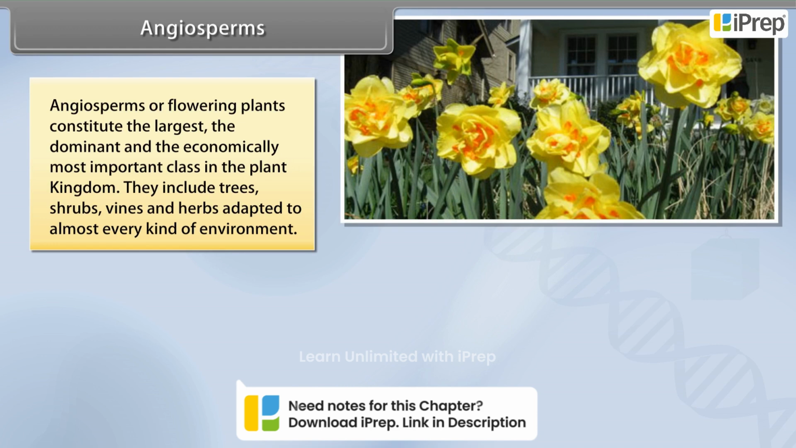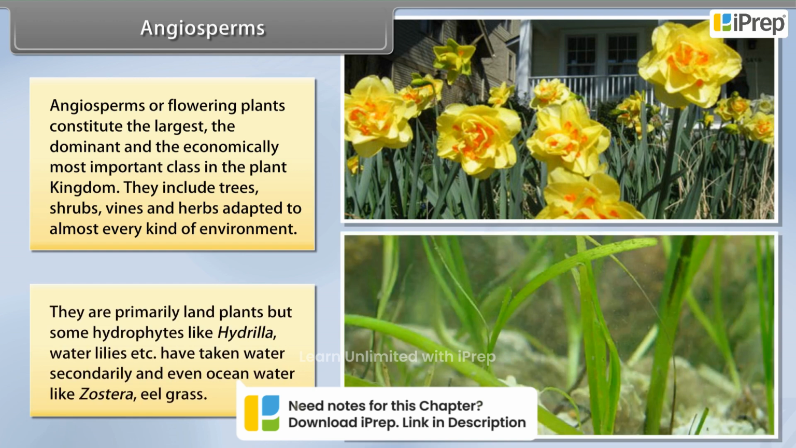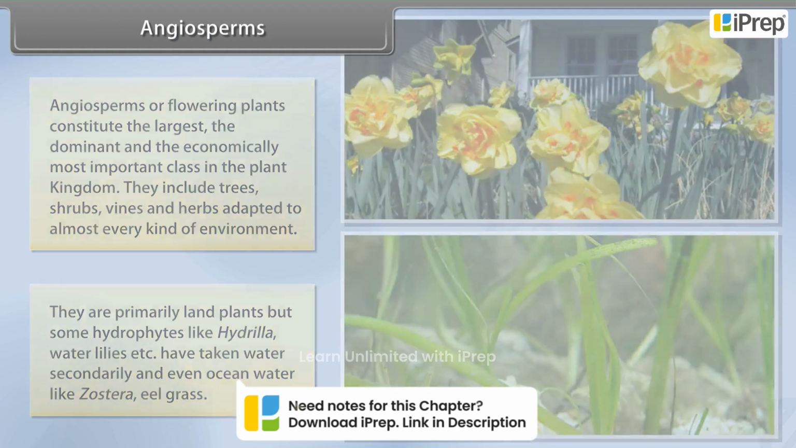They include trees, shrubs, vines and herbs adapted to almost every kind of environment. They are primarily land plants, but some hydrophytes like hydrilla, water lilies, etc. have taken to water secondarily, and even ocean water, like zostera, eel grass.